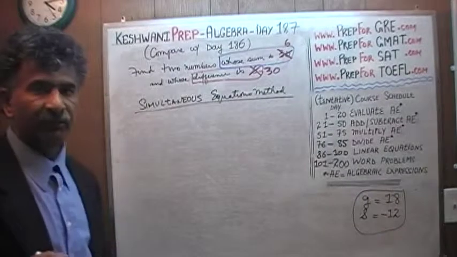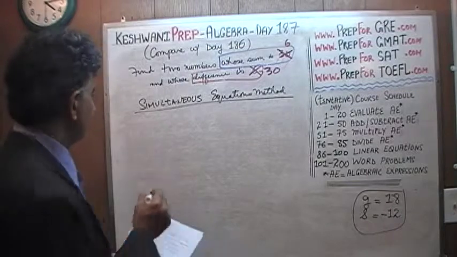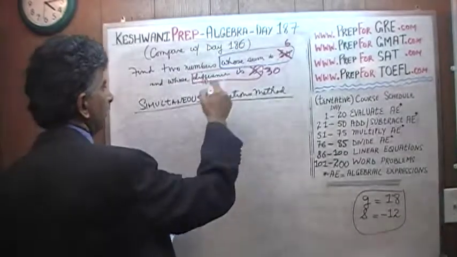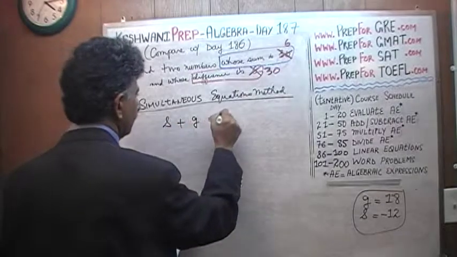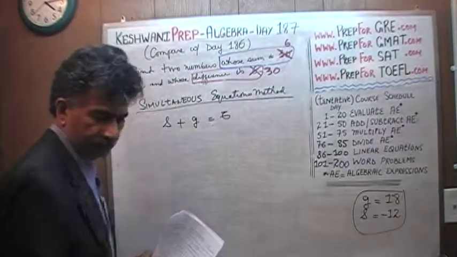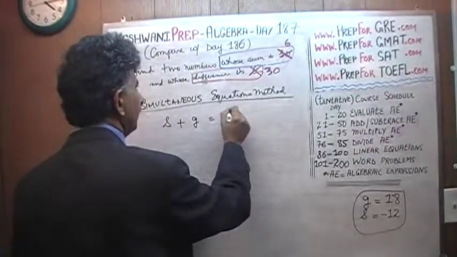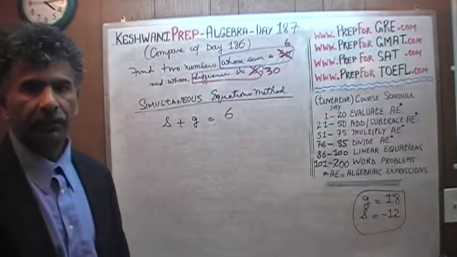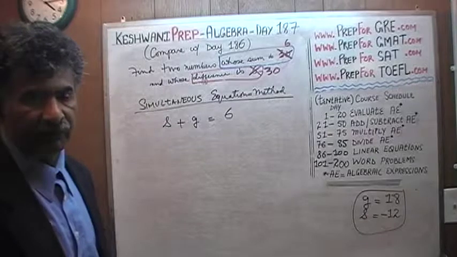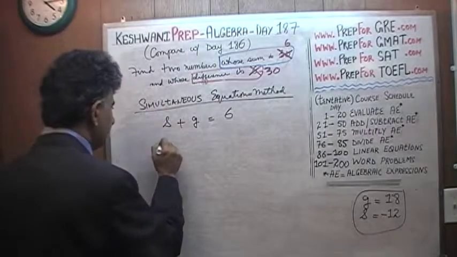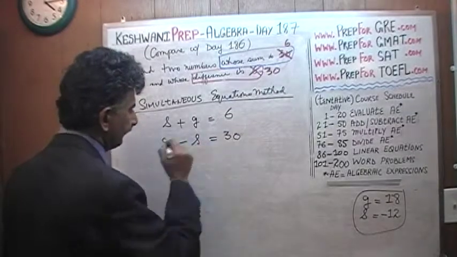What happens in the simultaneous equation method is that we're going to have two variables, S and G, small and large, and we are told that their sum is 6. So small number plus the large number equals 6. We are also told that their difference is 30. To express the difference as a positive number, we have to put the greater number first. The greater number minus the smaller number, that difference is 30.